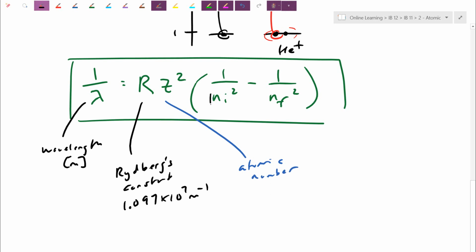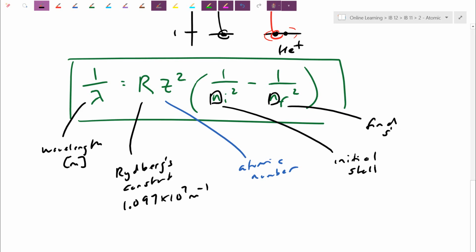What have we been using N for so far? Right. In chapter 1, we had used it for mole. In this chapter, we've been using N for the shell number. So you can actually guess here, Ni stands for my initial shell, my starting level. Where am I beginning from? And Nf is my final level, my final orbit, my final energy. And it's just this comparison between Ni and Nf. Why do we leave it as this 1 over lambda?